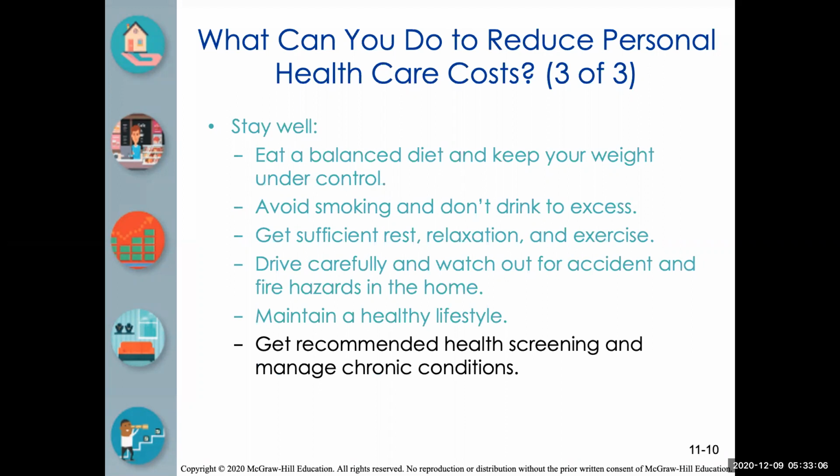Get your annual physical. And if you have chronic conditions, make sure you stay on top of them, to manage them as best as possible. Don't let them get out of control.